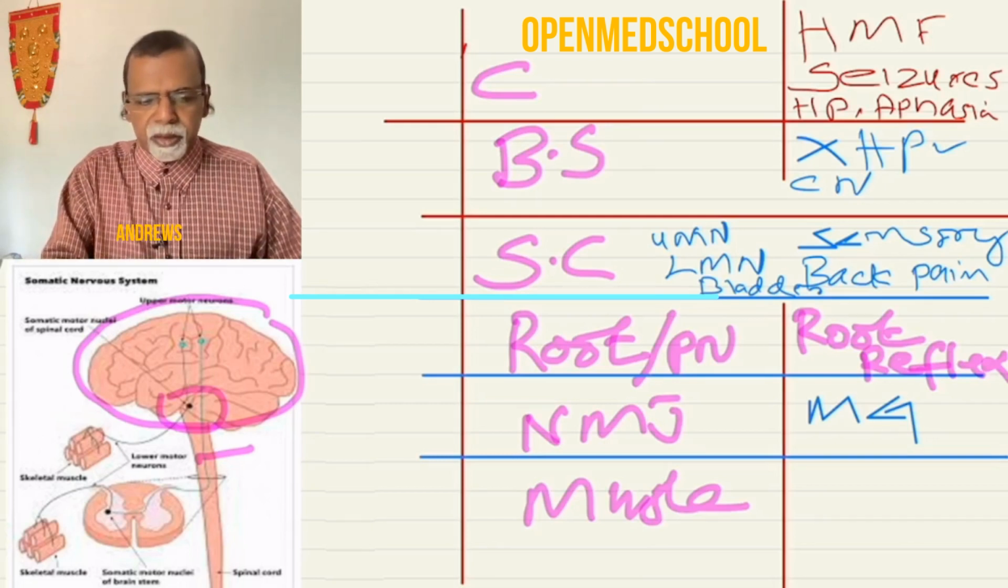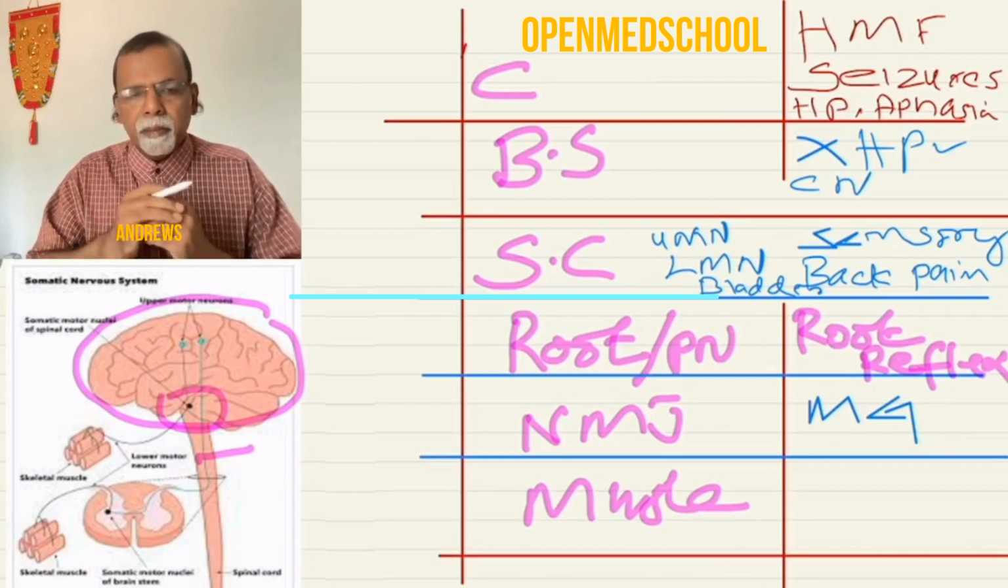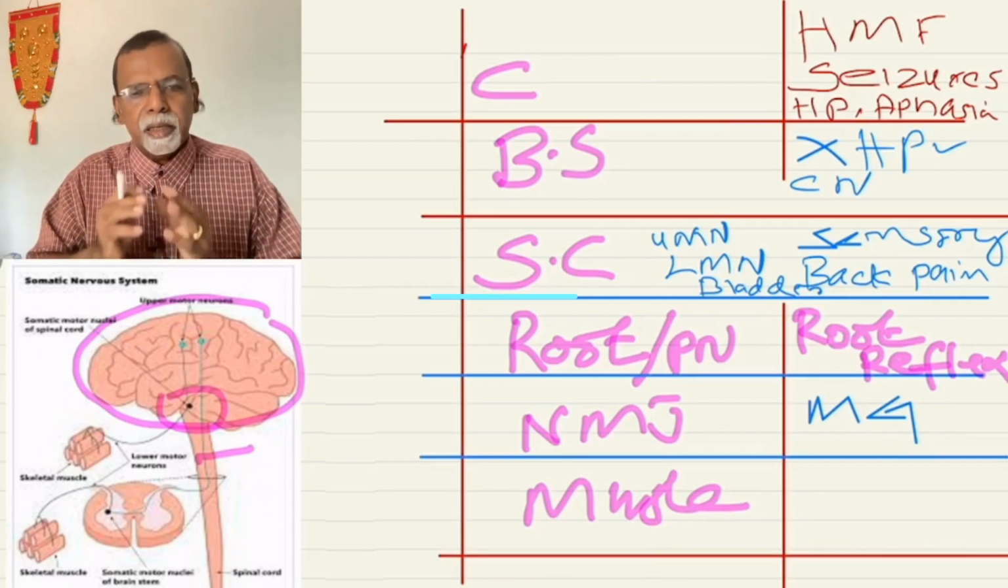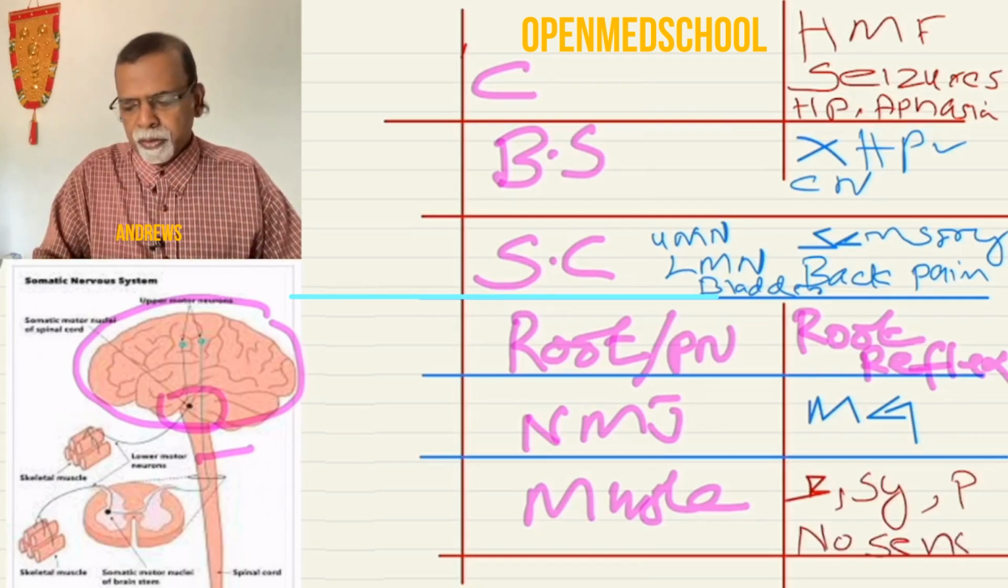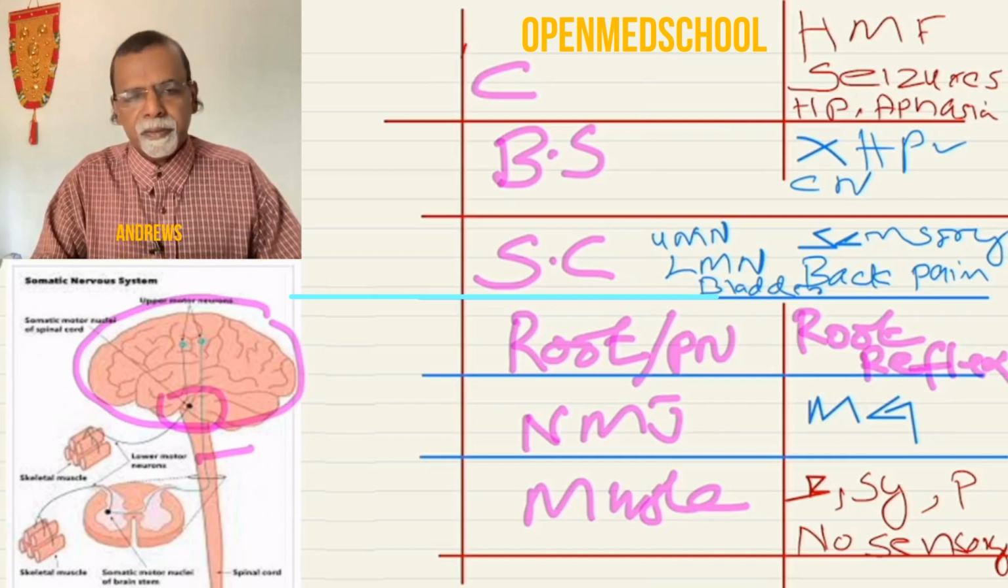Now finally comes the muscle. Muscle disease is characterized by bilateral, symmetrical, proximal weakness. Sometimes distal muscle weakness can also occur, with no sensory loss and long duration. So this is how you localize problems to the different parts of the neuroaxis. Then from this you will think about whether it is a CNS involvement or a peripheral nervous system disease. This is just an introduction to localization depending upon the symptomatology. Hope this was useful to you.